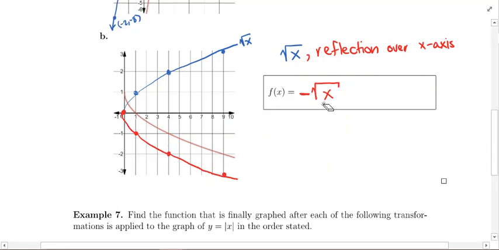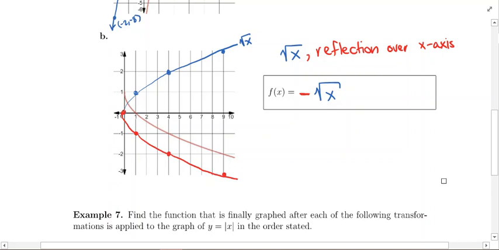Actually, let me do this. I'm going to color code it for you. Let me put the original function in blue. That's the basic function we started with. So that's the blue graph. And then if I put that red negative sign out front, that's going to give me the red graph. We obviously have to do one more thing to get to the graph that was given. So let's examine it. Currently we're on this red graph that I drew in. That is negative square root of x.